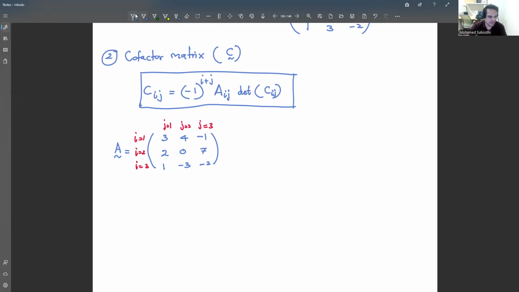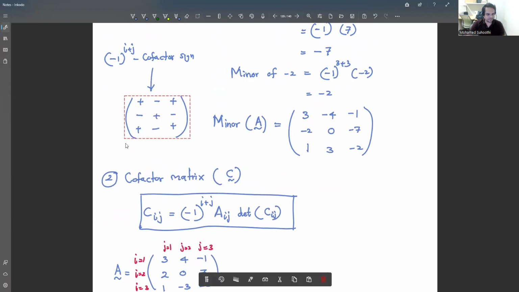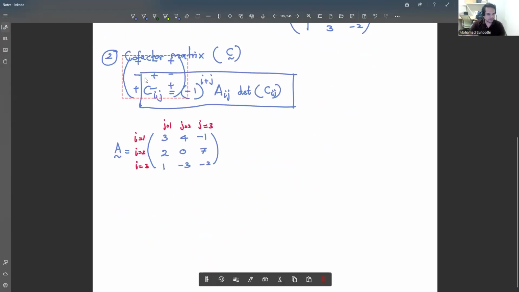Okay, then you have to remember the sign, right? That means I will write, okay, the sign also I'll bring for your information, right? Okay, this is the sign, right?